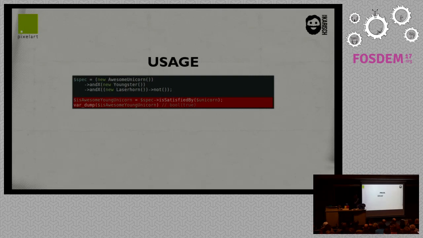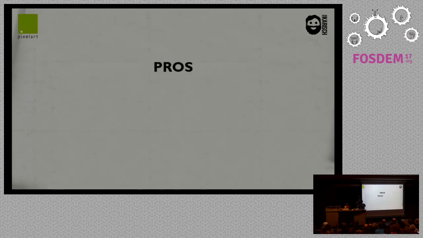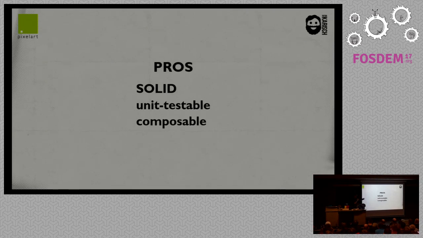Now, the pros of this. It's solid. It's a simple class. It's reusable. It is separated from the repositories. It's separated from your models. It's unit testable. Does anyone disagree with that? It's a simple class, so it's unit testable. And, of course, composable. Maybe you're asking why we should add andX, orX or not methods. We could do this outside with an if too. Yeah, it depends how you like it.